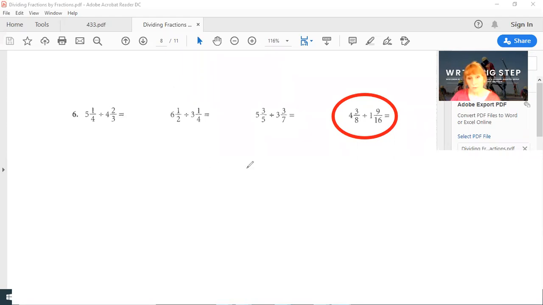So we're going to change 4 3/8 to an improper fraction. So whole number 4 times the bottom 8. 4 times 8, 32, plus the top, 33, 34, 35/8. Okay, so this becomes 35/8 divided by, we do the same thing for the second mixed number, I should say. Whole number times the bottom, 16, plus the top 9, 25. And the bottom number is 16, that stays the same.